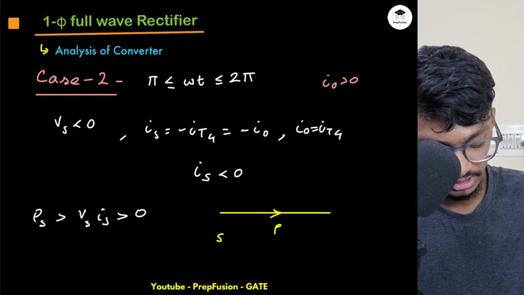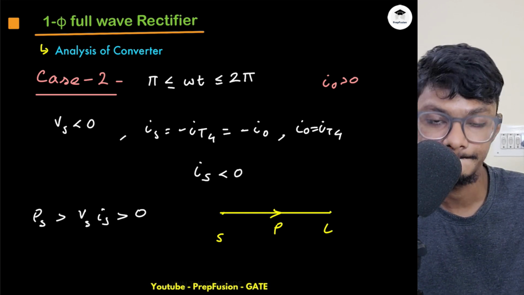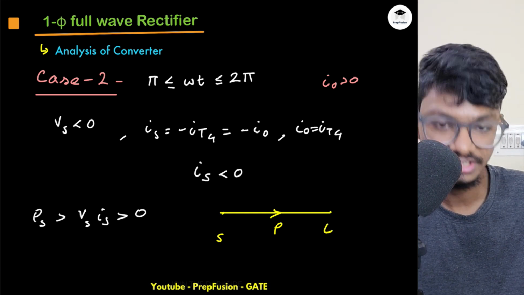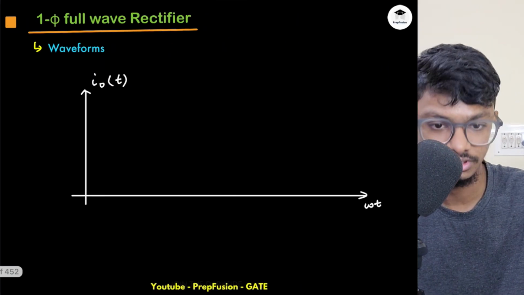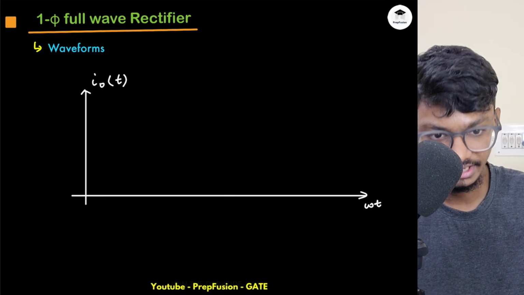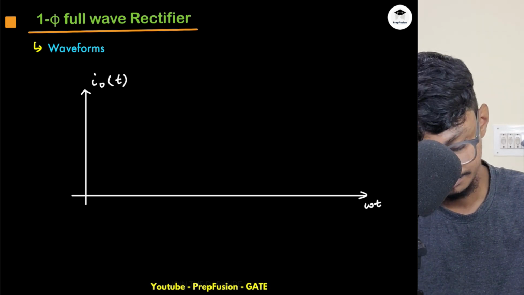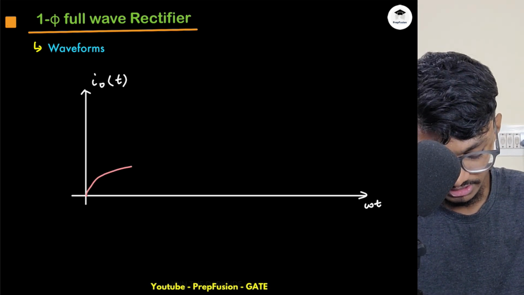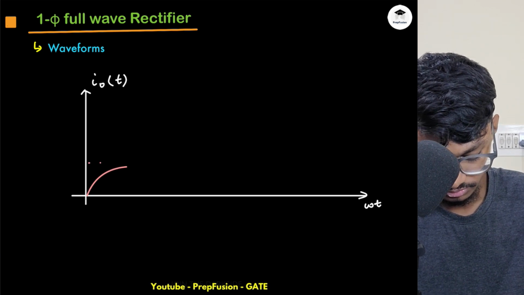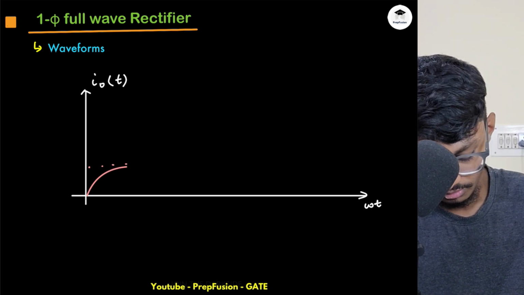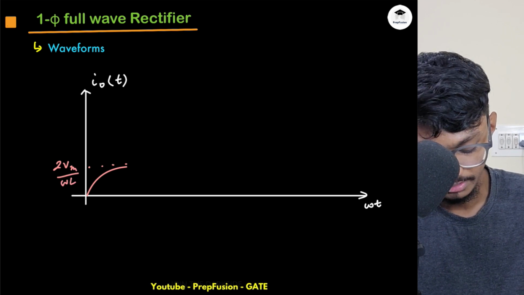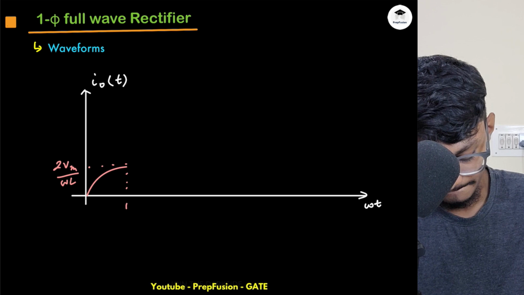So in both the cycles, from 0 to pi and pi to 2 pi, the power flow direction is from source to load. So what is happening to the current? Basically, the current is just keeping on increasing. From 0 to pi it increased to, let's say, this value, 2 Vm upon omega L. This is pi.